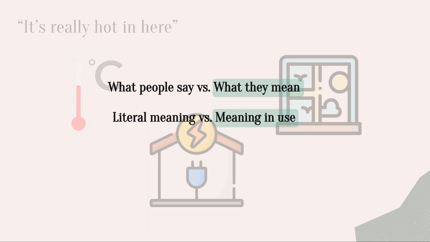Pragmatics is interested in this disparity between what people say and what they actually mean. In the sentence we just saw, the literal meaning stays identical, but the meaning in use can have so many possibilities. So, how do we arrive at the actual intended meaning? What are the different functions and meanings an utterance can take? This is where pragmatics comes in.